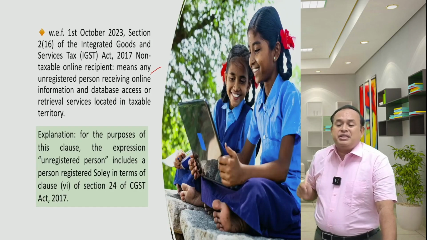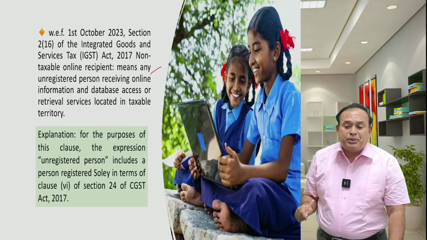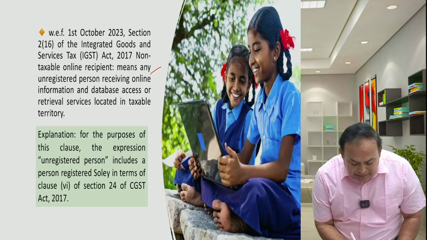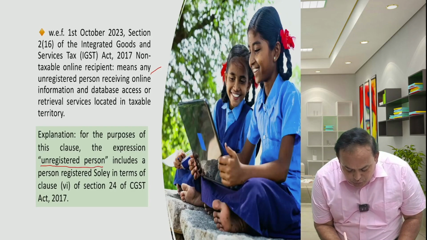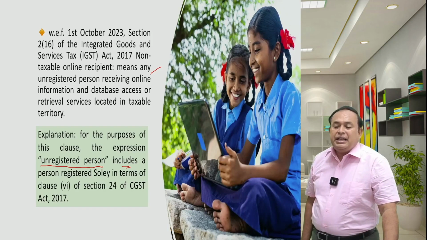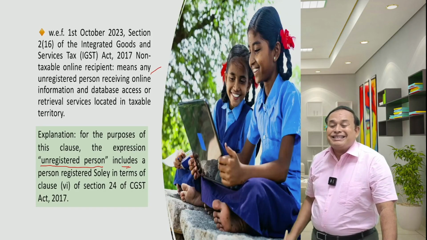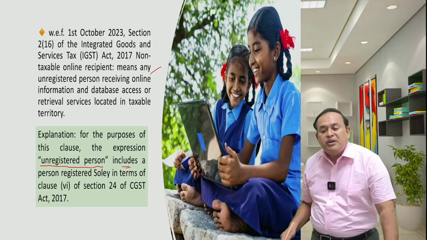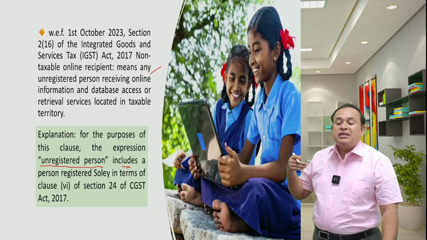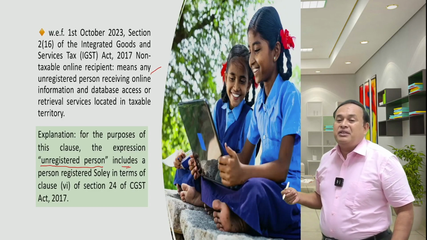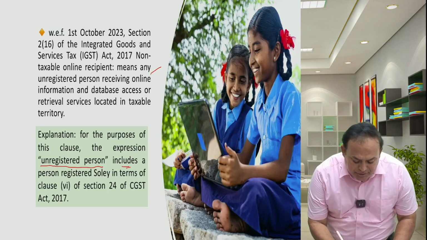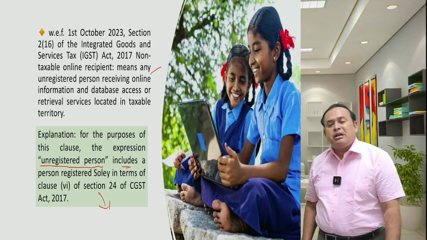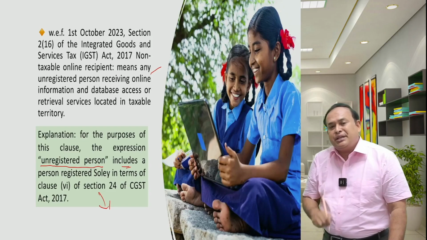They give an explanation here. Who is an unregistered person? An unregistered person includes a person registered solely in terms of class 6 of section 24 of the CGST. What do you mean by this? It's premature to refer, but you are mature enough to understand.